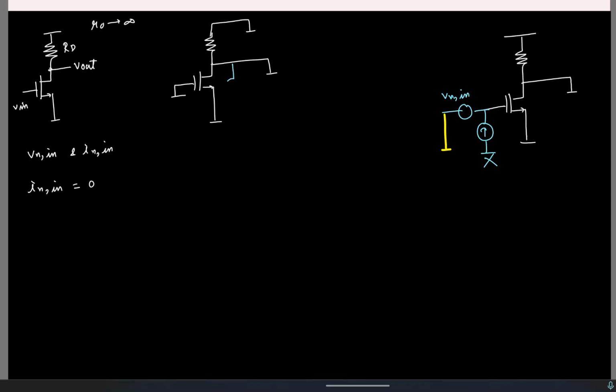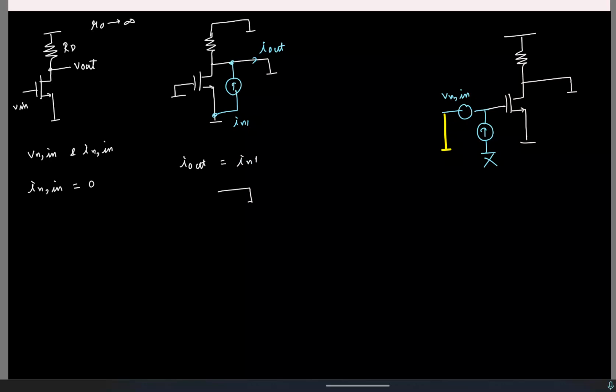Let us say I model the noise due to the MOSFET as a current source like this. Say it is some In1. What will be Iout? Iout will completely flow into the short circuit. Nothing will flow into the resistance RD. So Iout is simply In1. Done.